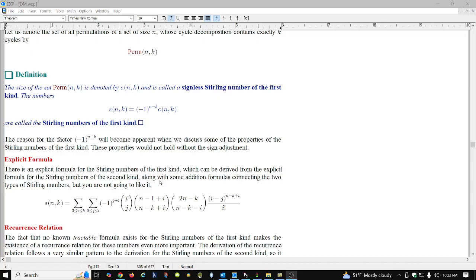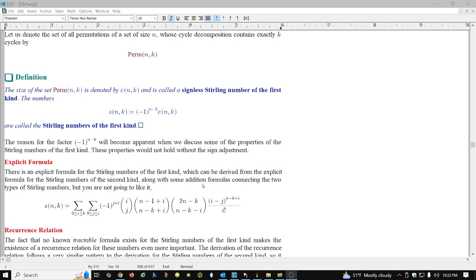Now, there is an explicit formula for the Stirling numbers of the first kind, but you're not going to like it. It's derived from the explicit formula for the Stirling numbers of the second kind, together with some other formulas that connect the two types of Stirling numbers, that are getting more complicated than I want to get into in this introduction. But this is the formula. It's pretty ghastly. It's a double summation. As far as I know, there is no simpler formula. I don't believe that there is. So it's kind of unfortunate, I suppose, but someday maybe a simpler formula will be discovered.